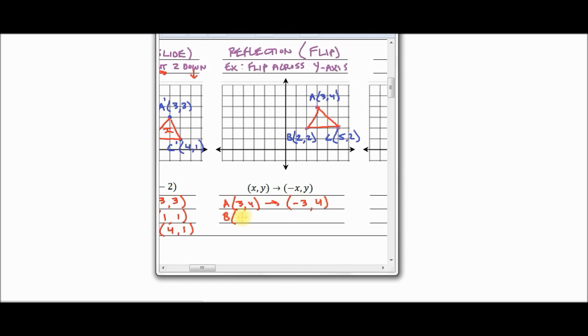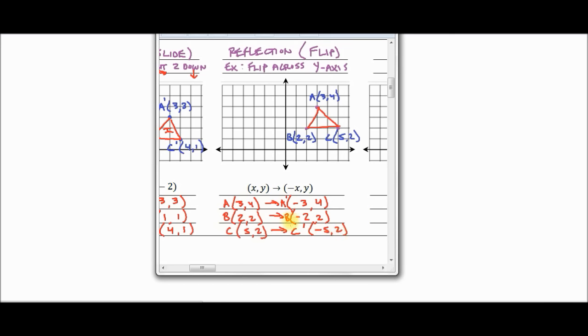Let's go ahead and do B. B was at 2, 2. Now it's going to be at -2, 2. And sorry, I should be writing here, this is A prime, and this is B prime. C, which used to be at 5, 2, now is going to end up at C prime, which is 5 changed to negative, so -5, 2.